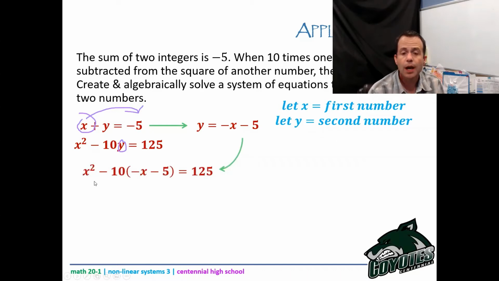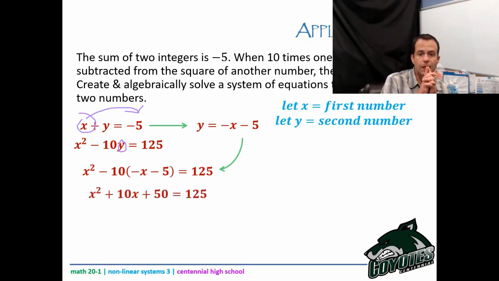So now I have a one variable equation to solve. This only involves x or x squared. I want to clean it up a bit by distributing the -10. So this is going to be x squared plus 10x plus 50 when I distribute the -10 onto the -5 as well, equals 125.